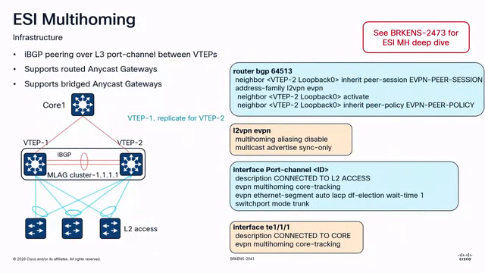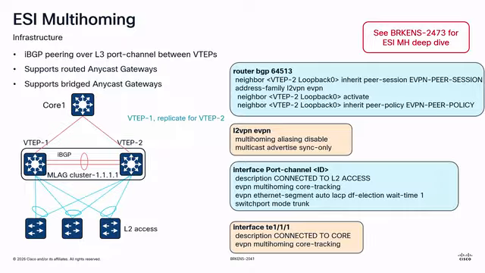Now, if you want to use ESI multi-homing in our network, let's say we have fabric to distribution and we want to do the multi-homing, I'll say one thing. First of all, have a look at the BRK NS 2473. It was aired yesterday, so if you missed that, watch the recording once it becomes available. I'll just give you a glimpse of it, because that session was 60 minutes itself, just for multi-homing. I'm going to give you a 30-second version of it.